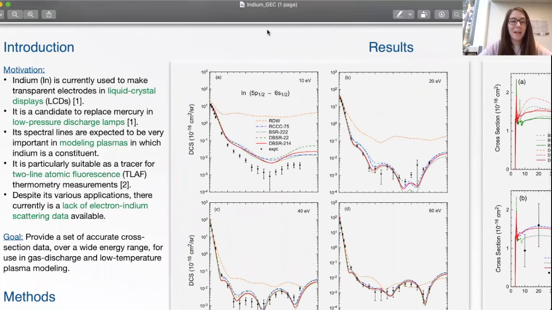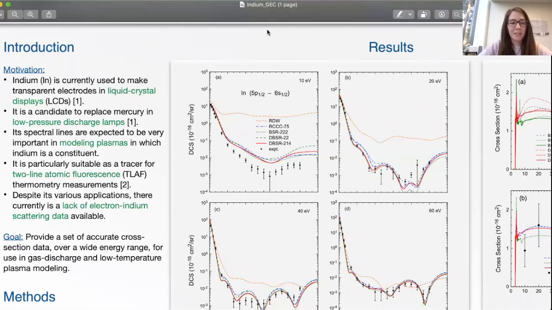Atomic indium has many applications. These include making transparent electrodes in LCD displays, and it is also a possible candidate to replace mercury in low-pressure discharge lamps. It is also suitable as a tracer for two-line atomic fluorescence thermometry, and its spectral lines are expected to be important in modelling plasmas in which indium is a constituent.